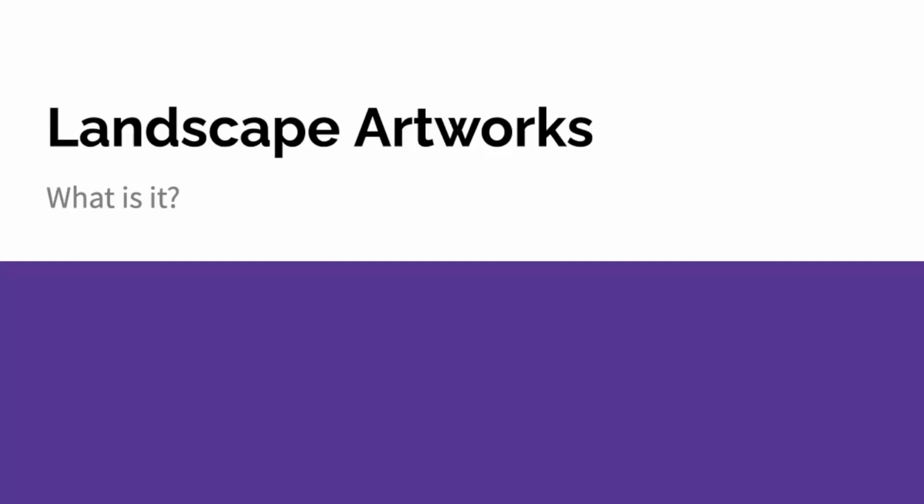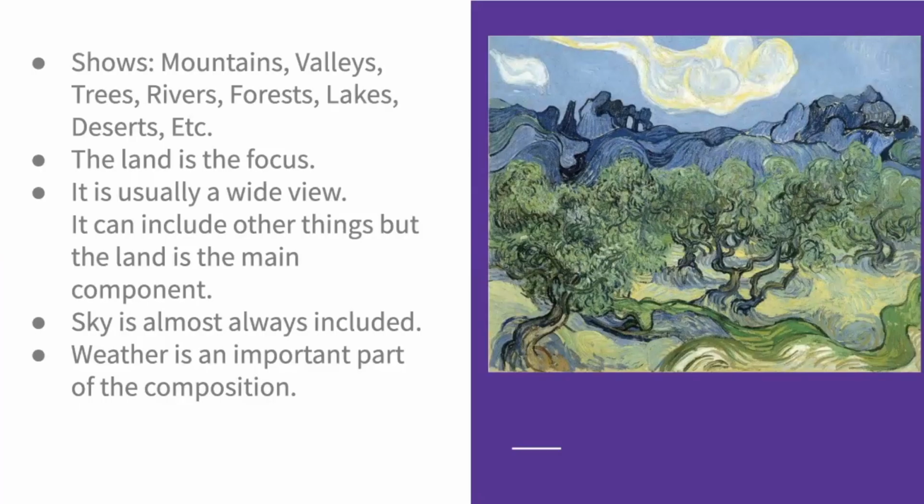Before I can ask you to make a landscape artwork today, you need to know what it is. So let's talk about that first. Here is an example of Vincent van Gogh, an example of landscape. And this is a really good example of landscape because landscapes show mountains, valleys, trees, rivers, forests, lakes, deserts, and all kinds of different parts of land. The rule about it is that the land is the focus.